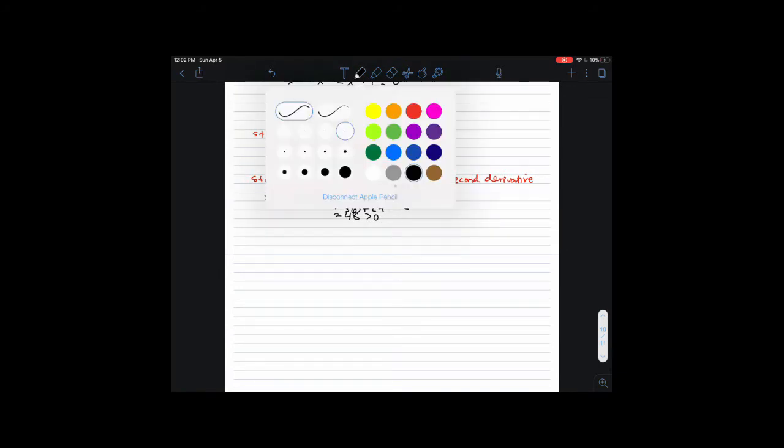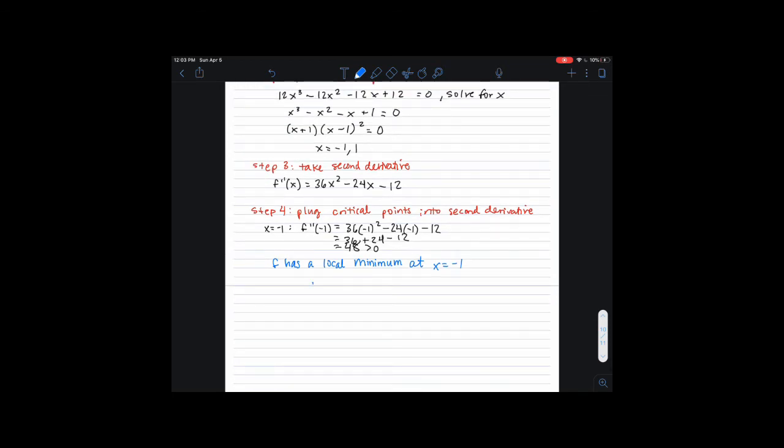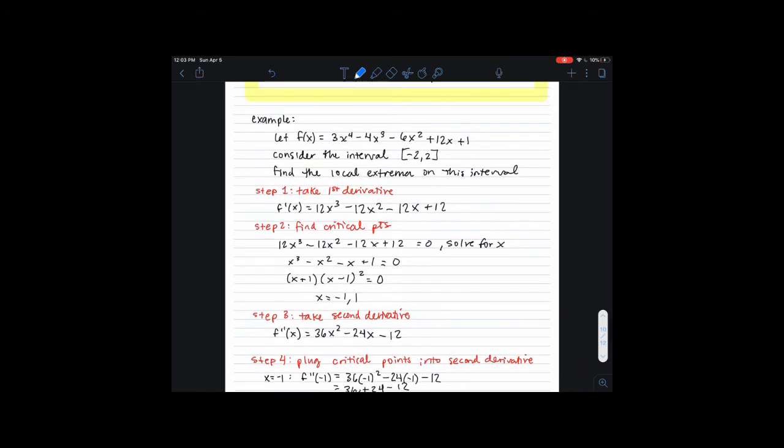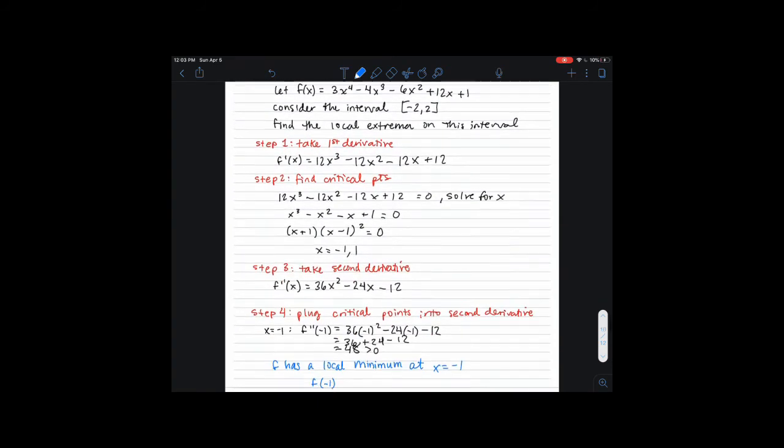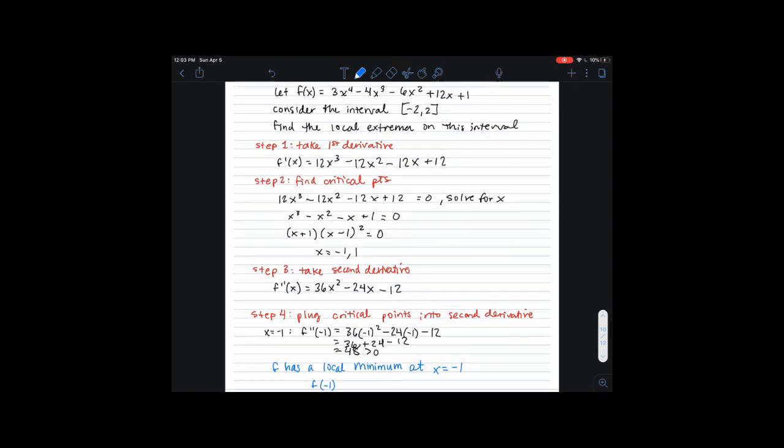So in answer, f has a local minimum at x equals -1, and we would find that minimum by plugging -1 into f of x. So f of x was 3x to the 4th minus 4x to the 3rd minus 6x squared plus 12x plus 1.